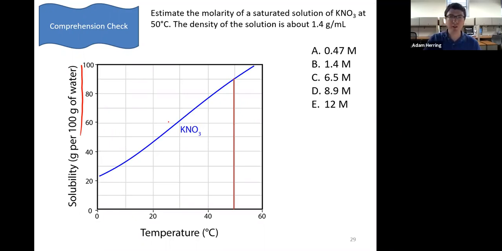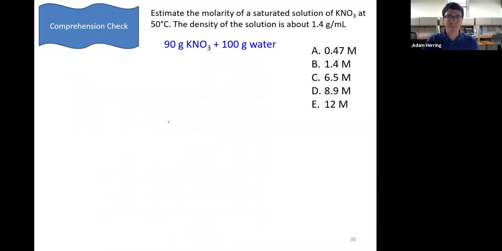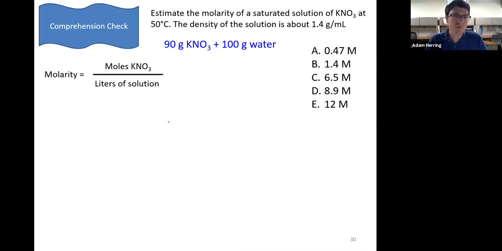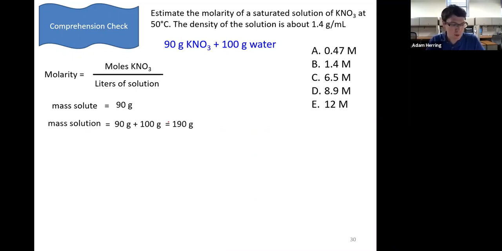So at 50 degrees, we see that within 100 grams of water, we have 90 grams of potassium nitrate. Now we can take that information by defining molarity as moles of potassium nitrate per liter of solution, and using the known information, we can now solve. So we know that the mass of our solute is 90 grams. The mass of the solution is 190 grams. We need to find now the volume of the solution in liters.